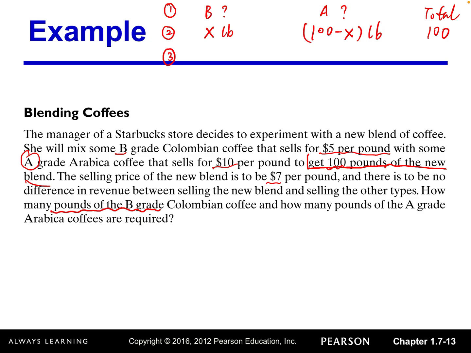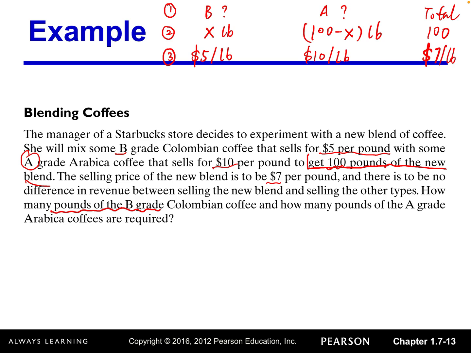So what we know: the grade B Columbia coffee sells $5 per pound, and the grade A coffee sells $10 per pound. What about the new coffee? The blend coffee sells $7 per pound. And the problem says the revenue has no difference: before selling grade A individually, grade B individually, and selling the new blend coffee, the revenue is exactly the same.